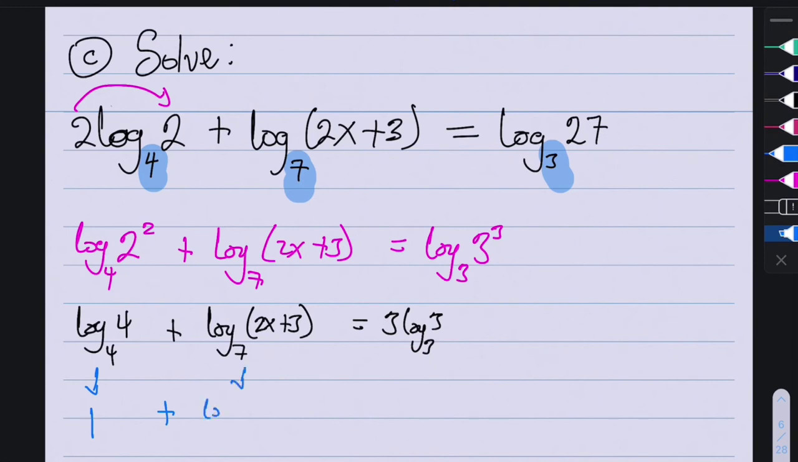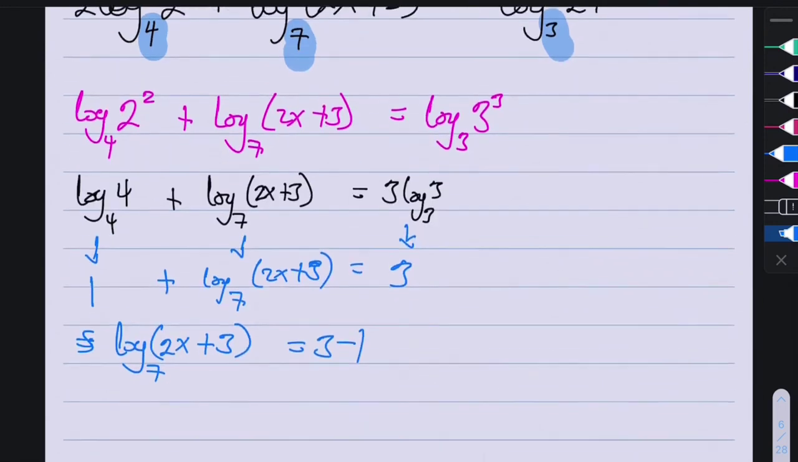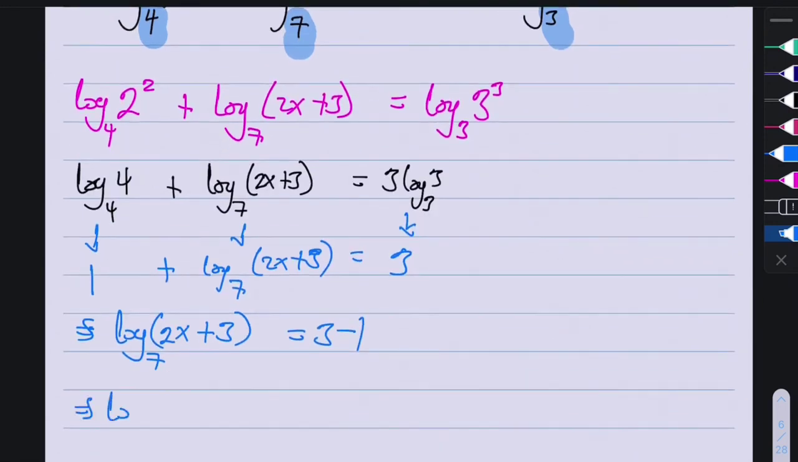Then we will keep this one here as log 2x plus 3, all right, base 7. Then we'll keep this. Now check this thing out. The answer is only 3, because you have 3 times 1. Okay. Now we are going to get log 2x plus 3, okay, base 7 is equal to 3 minus 1, giving us log 2x plus 3 base 7 is equal to 2.